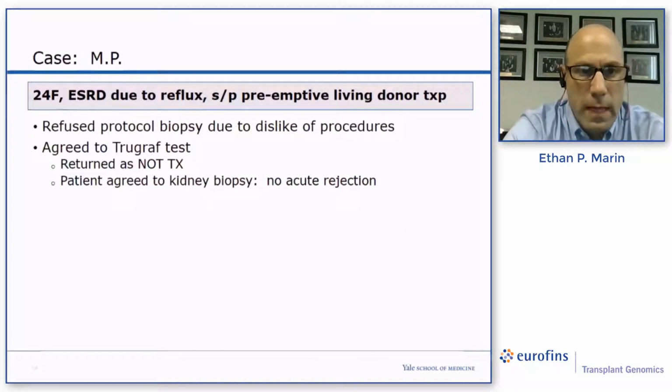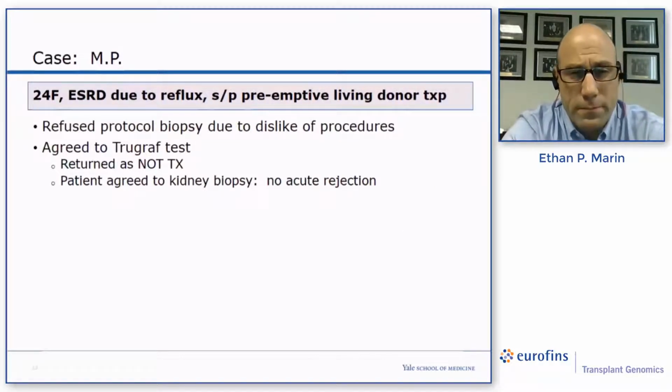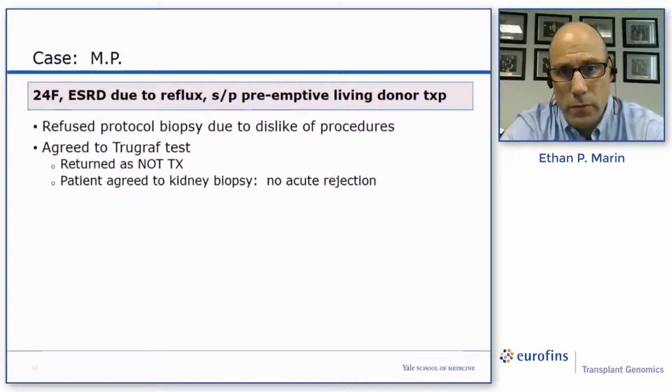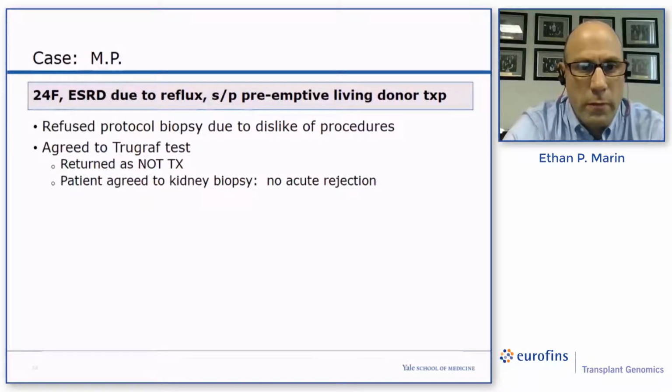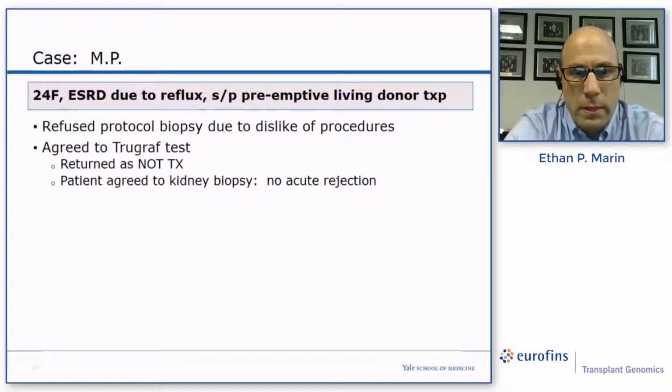Second case, MP. This is a 24-year-old woman who has ESRD due to congenital abnormalities of the urinary tract leading to chronic reflux and scarring of her kidneys. She had a preemptive living-related donor transplant that went very well. At the 6-month mark, she refused to have a protocol biopsy. She is, I think, as are many young patients like this, somewhat headstrong, not enthusiastic about medical tests.